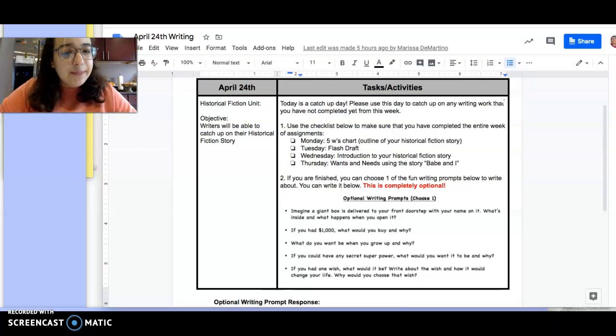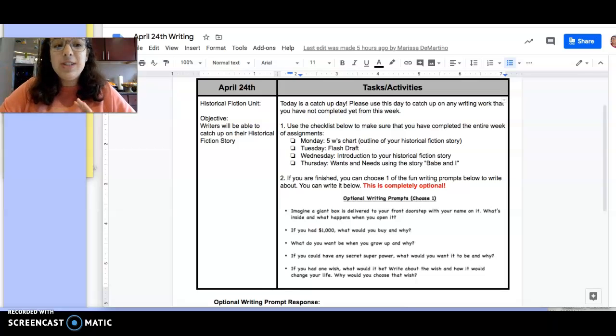Kiddos, today is Friday. So today I'm just going to talk to you about where you should be in writing and what your writing should look like today and what your writing should have looked like all week. So today is Friday, so you're going to have a catch-up day. You're going to take a step back and look at where you are in your writing process and make sure you're at the point where you should be.